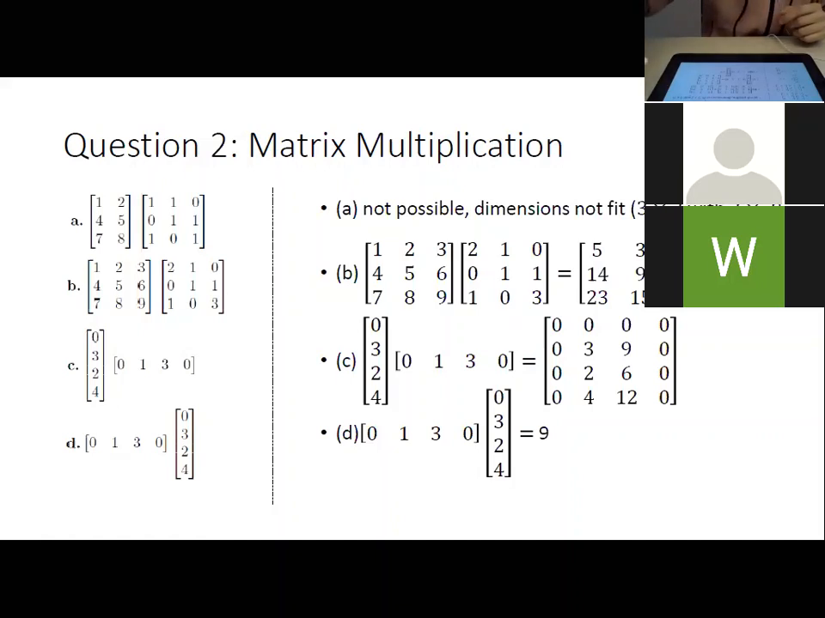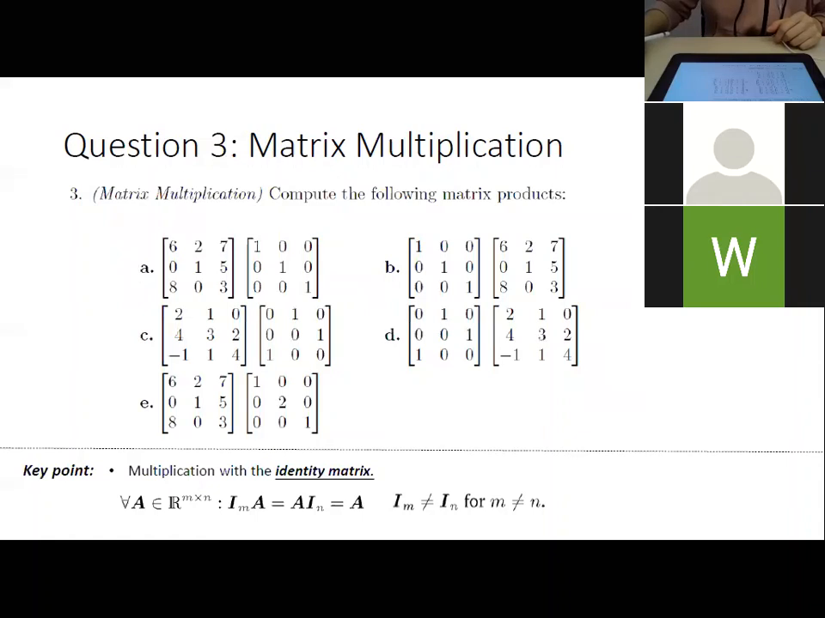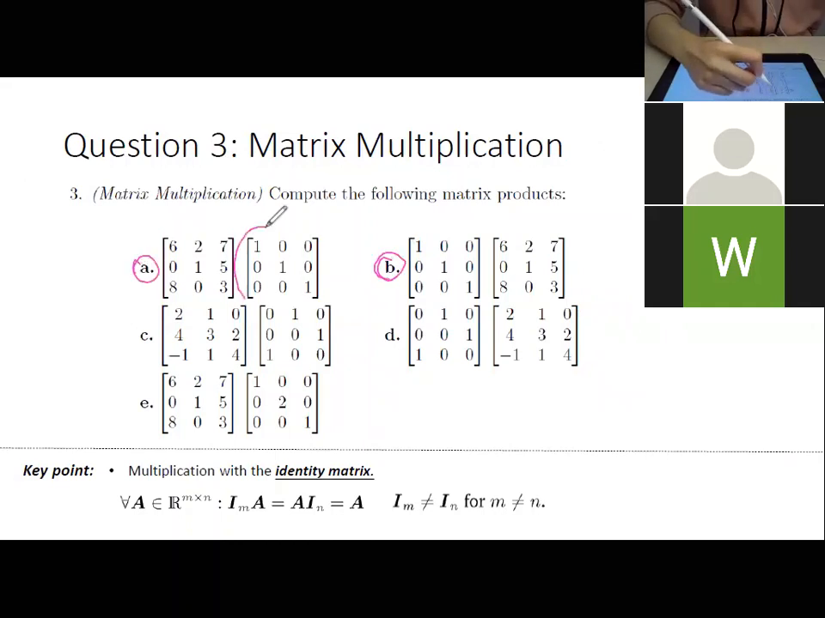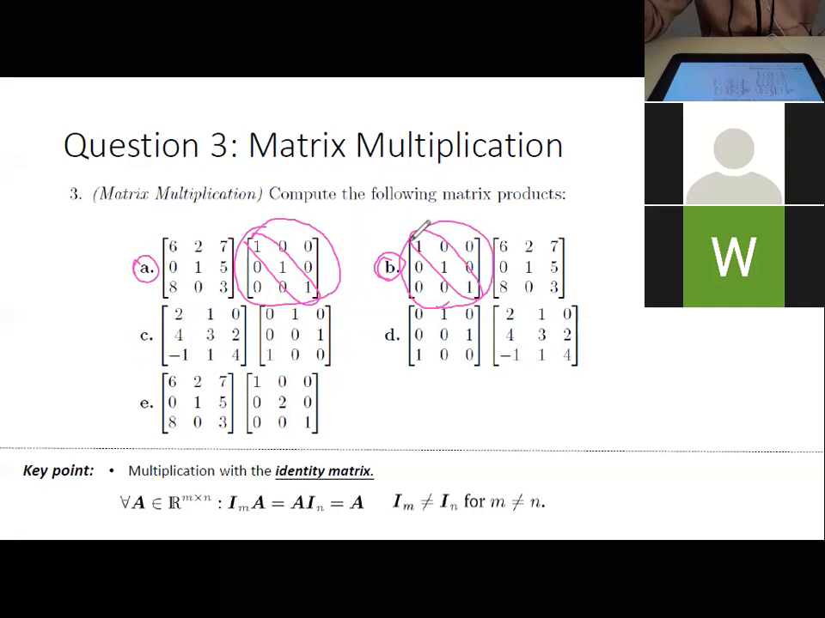And now we move to question 3. For question 3, we still talk about matrix multiplication, but this time it has something special. First, we focus on question A and question B, and we can find that there are 2 matrices that look like this. They only have element 1, and the element 1 only appears on the diagonal. And for this kind of matrices, we call it an identity matrix.